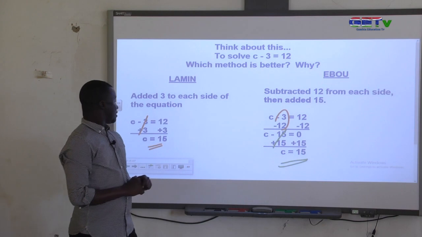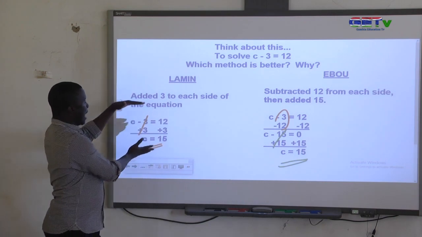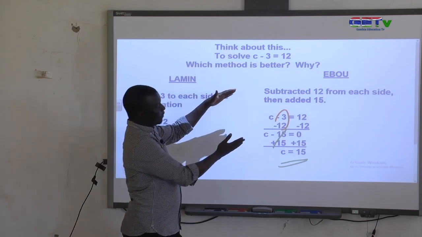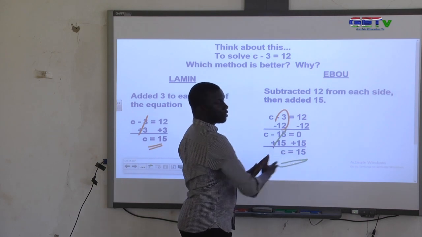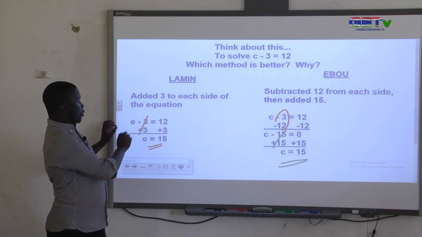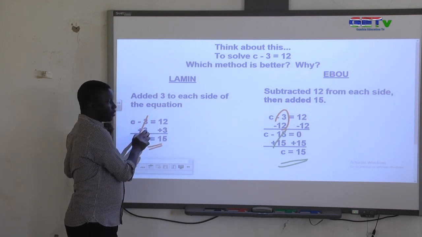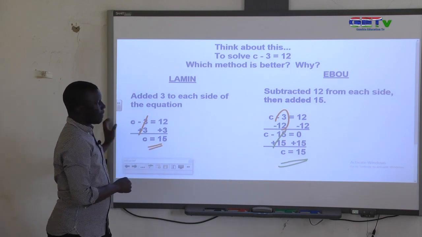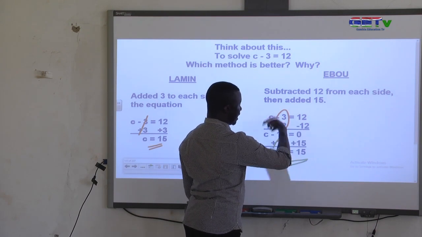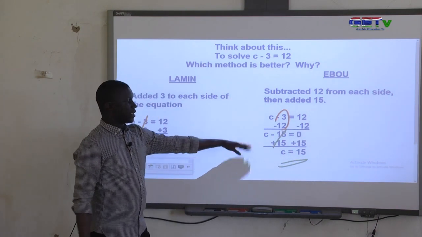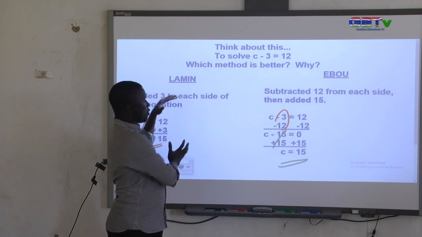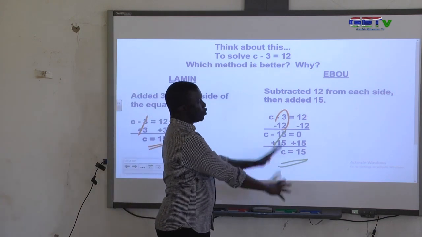So the reason that, by the look of things, we know that Lamin's work is easier is that it's a one-step solution. And we can see Ibu has 2 steps to get to the solution. Why? Because Lamin undoes the smaller number first to isolate his variable, but Ibu undoes the bigger number first, and then later on isolates his variable C. So we can see that Lamin's work is simpler than Ibu's work because it's a one-step solution, and Ibu's work is a 2-step solution.